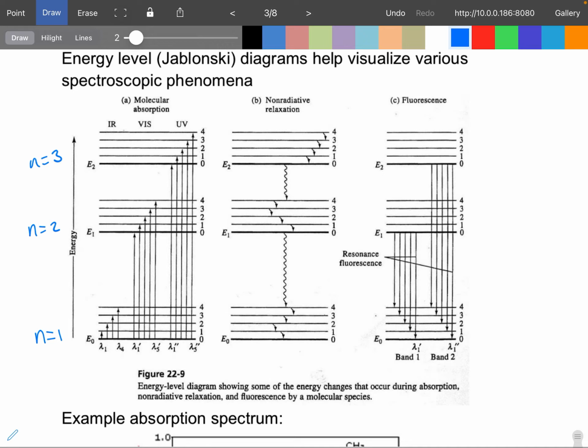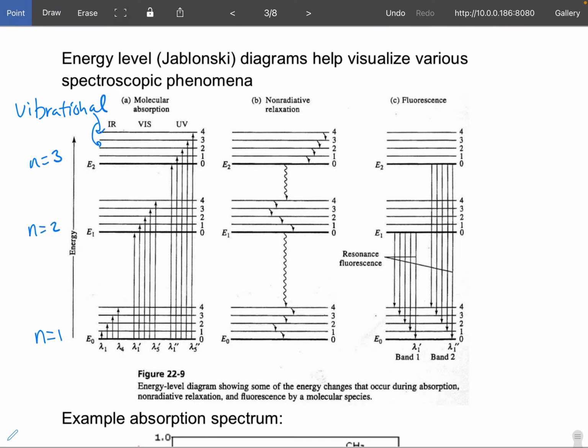But notice that these different levels within each one, those are vibrational energy levels. So we have electronic energy levels, and within those, vibrational energy levels. And if we want molecules to absorb photons, the photon energy must match the difference between these states. And so if we're absorbing in the infrared region, those are long wavelengths or small energies.